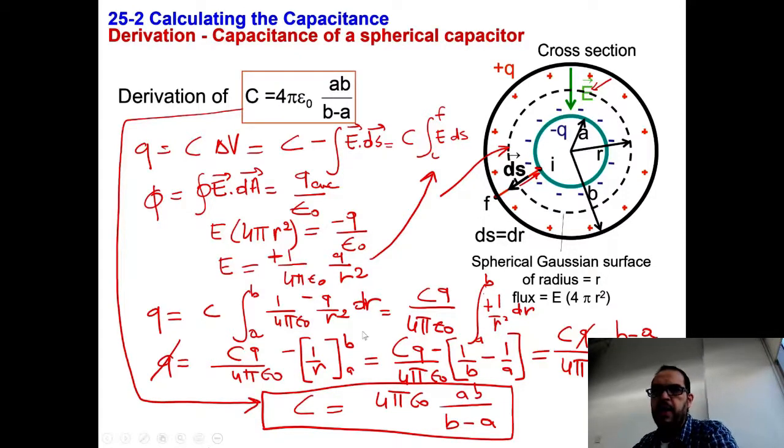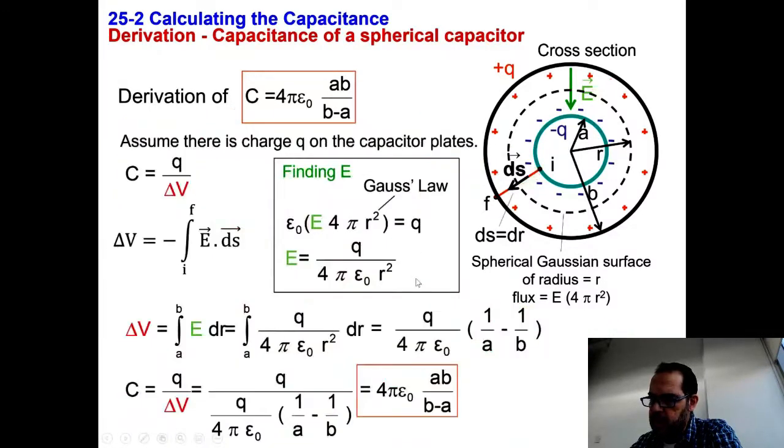So we have proven that the capacitance of a spherical capacitor is 4 pi epsilon 0 times AB divided by B minus A. You can check, this is the derivation.